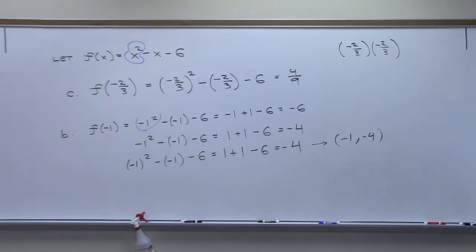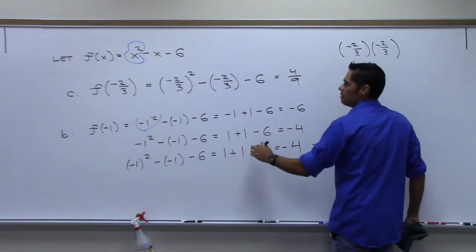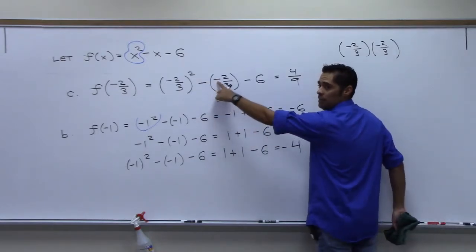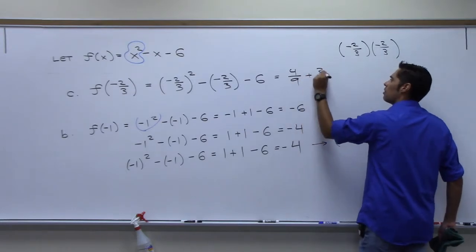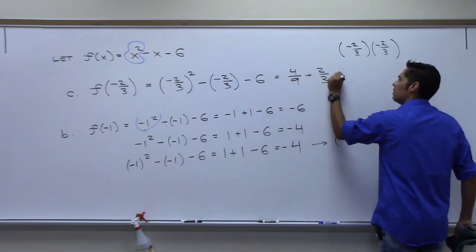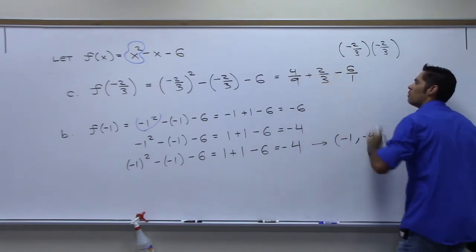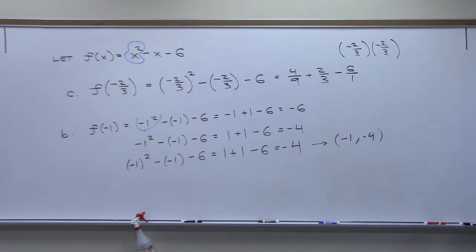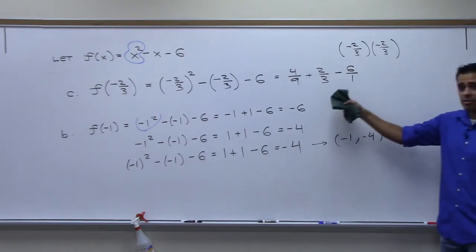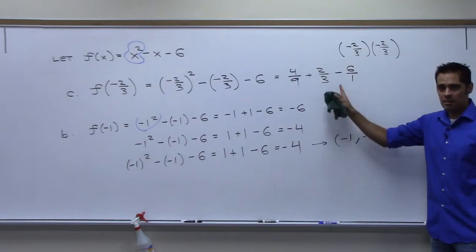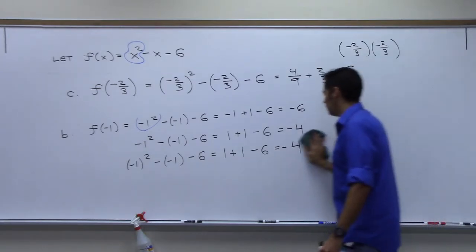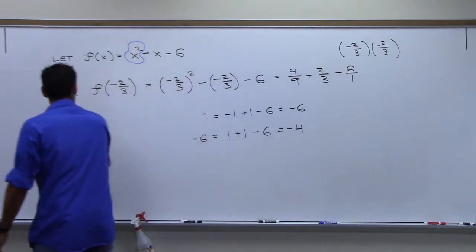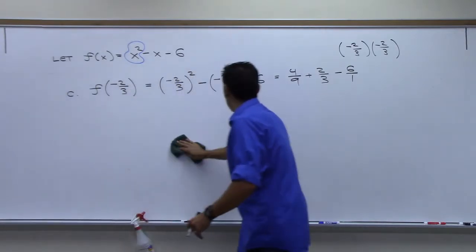All right, what comes after this? Minus a negative, which is plus, so plus 2/3, and then -6, and I'm going to write it as 6/1. I wrote the -6 as 6/1 because I know I'm going to have to add and subtract fractions, which means I need common denominators. And what would the common denominator be here? 9. So you've got to turn all of those things into something over 9.